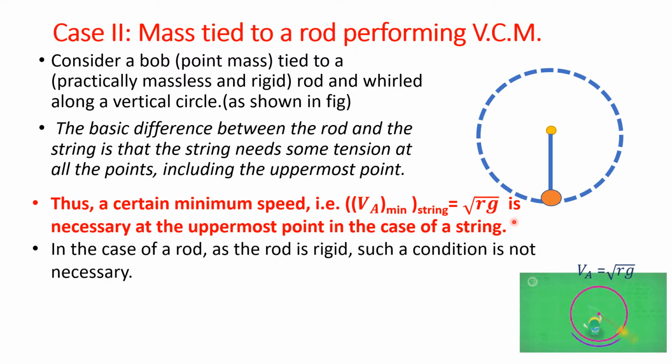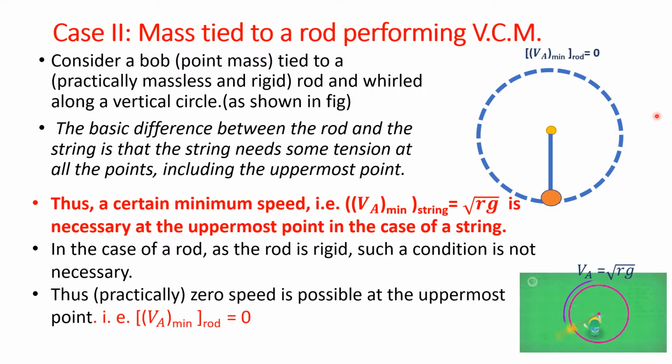But in the case of a rod, as the rod is rigid, the condition is not necessary and we can get the velocity of the rod becoming 0 at the uppermost position. So practically the speed is 0 at the uppermost position in the case of a rod performing a vertical circular motion.